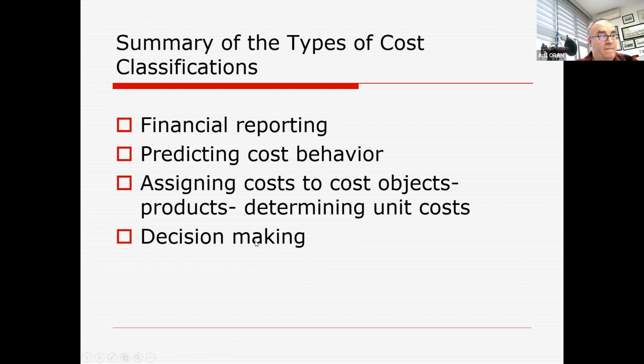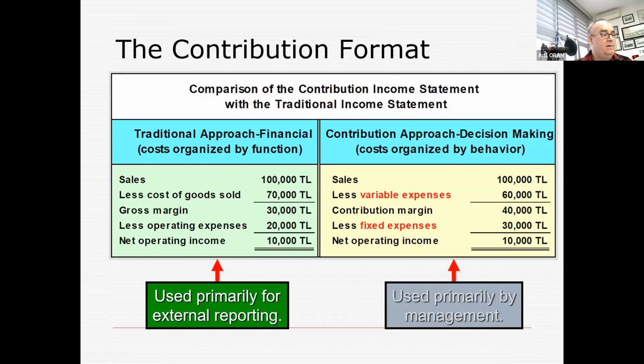Now, let's compare typical financial reporting cost presentation versus the contribution format, which classifies those costs into variable versus fixed. So here, this is similar to what you would see in your income statement, right? Sales revenue, net sales probably, minus cost of goods sold, gross profit of 30,000, minus operating expenses of 20, leaves you net operating income of 10,000. So this is what you would see in the income statement.